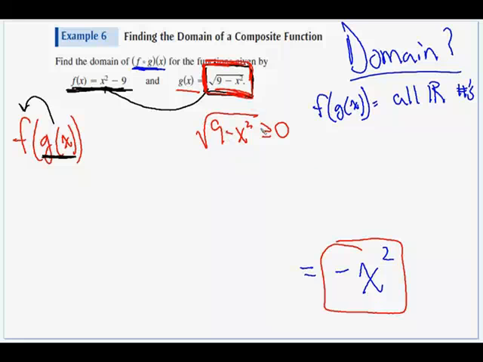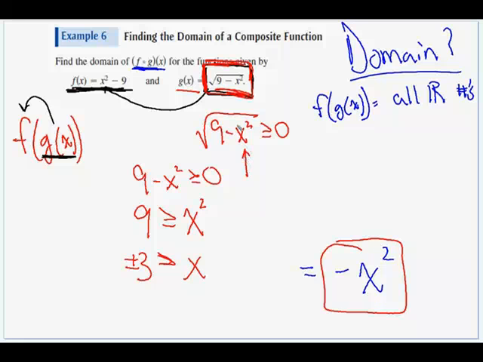So here, if we square both sides, we get 9 minus x squared greater than or equal to 0. Or add x squared to both sides. 9 must be greater than or equal to x squared. So if we square root, we get a plus or minus 3. Plus or minus 3 must be greater than x, or another way just to think about that is x is stuck between 3 and negative 3.